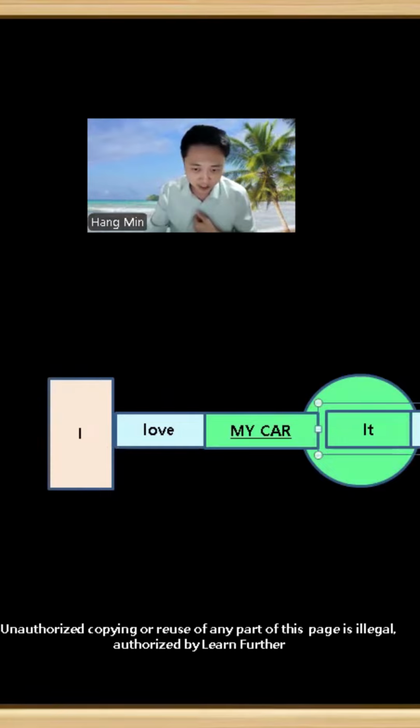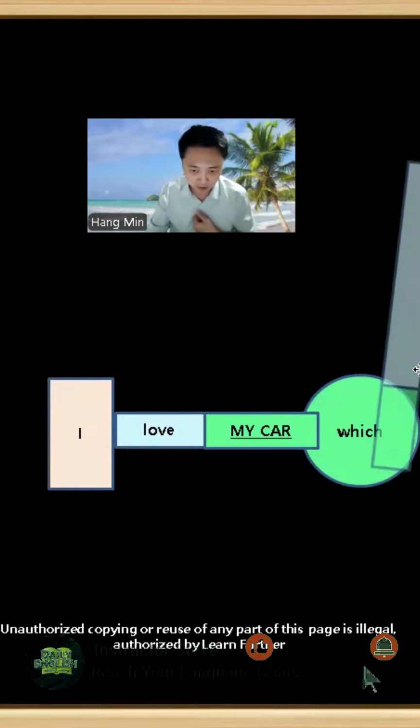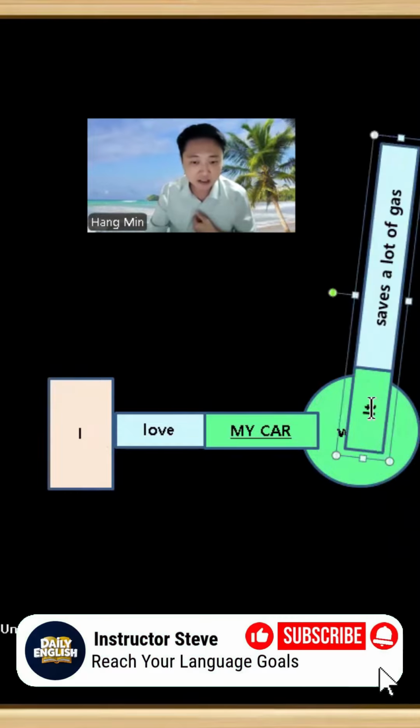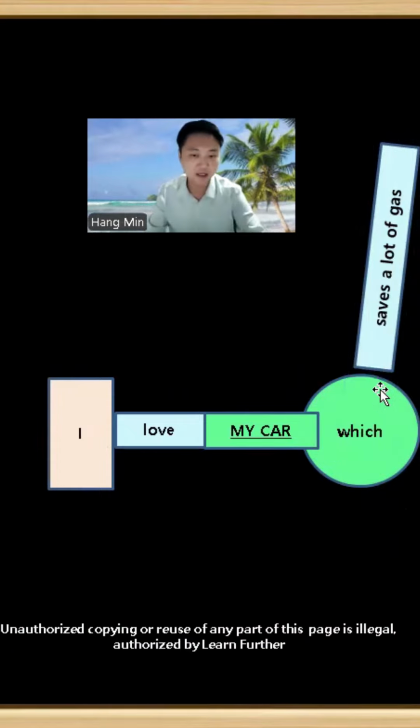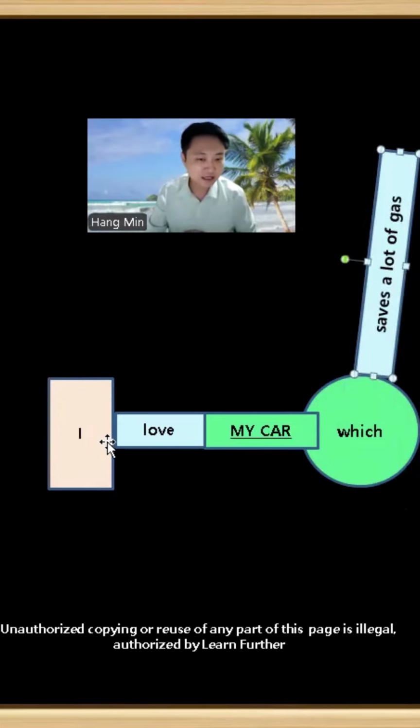And I'm going to move my second sentence right above the relative pronoun, like that. And since it is equal to which, I'm not going to repeat these because they're the same thing. And we have a new sentence that uses a relative pronoun clause. I love my car, which saves a lot of gas.